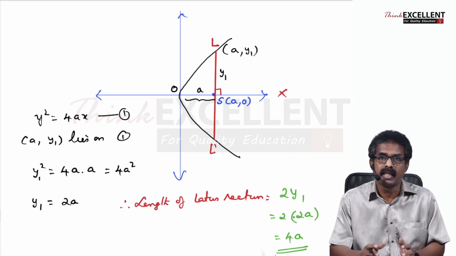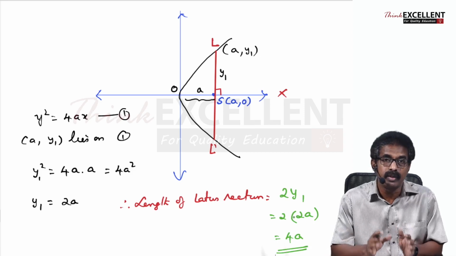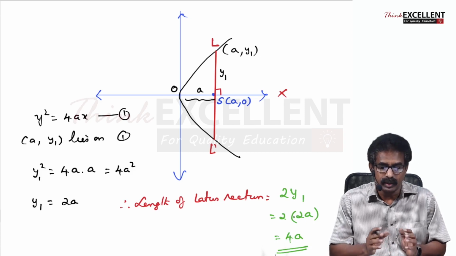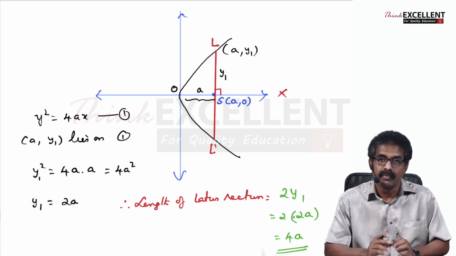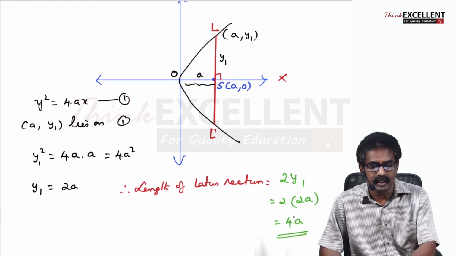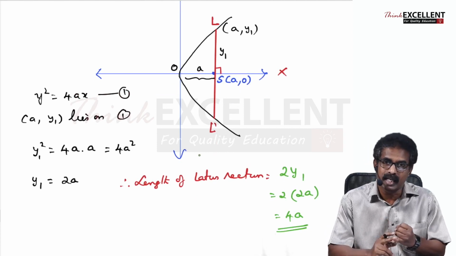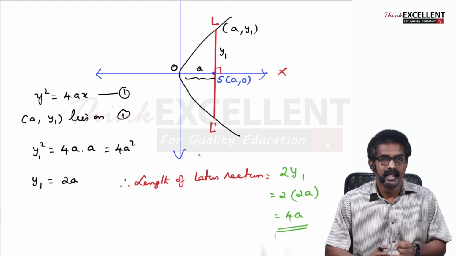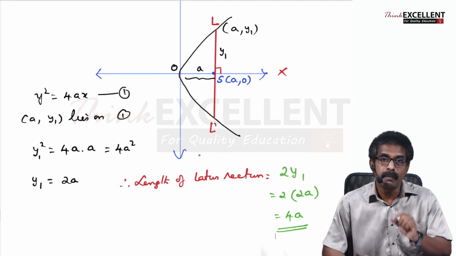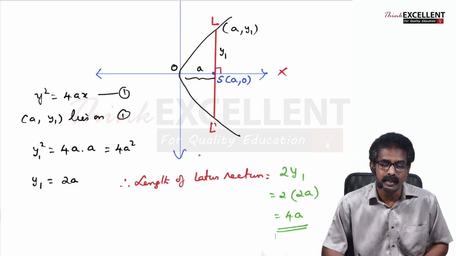This remains the same for all the 4 types. There are 4 types of parabola, and this 4a is for all the 4 types. So the length of the latus rectum is always 4a. Okay, so this is one important result. 2 things we studied: first, what is latus rectum, and what is its length. Now I am going to teach the end points of latus rectum.